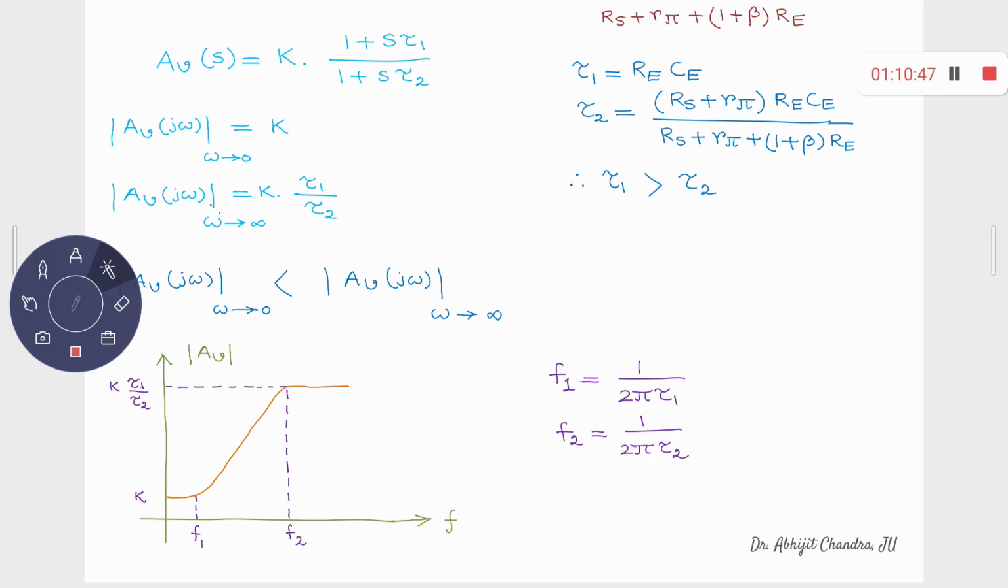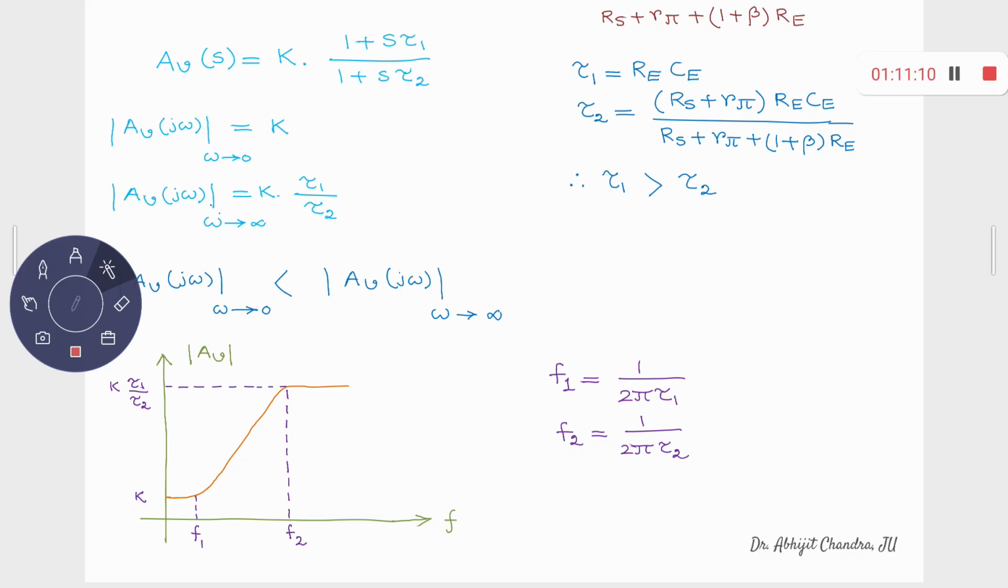Now, since it's a high pass response, you should not bother about the higher part, because at very high frequency it will give you a constant value. But you should be very much aware about this lower cutoff frequency. This should be at least 15 hertz or 20 hertz. It cannot be 50 hertz or 100 hertz.